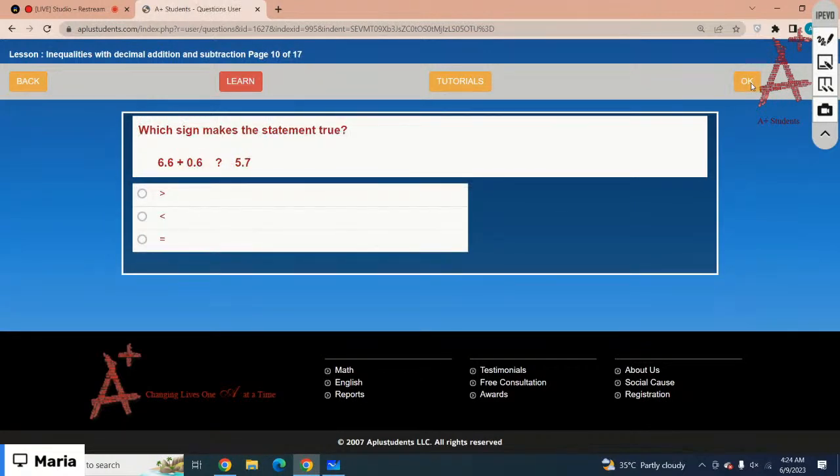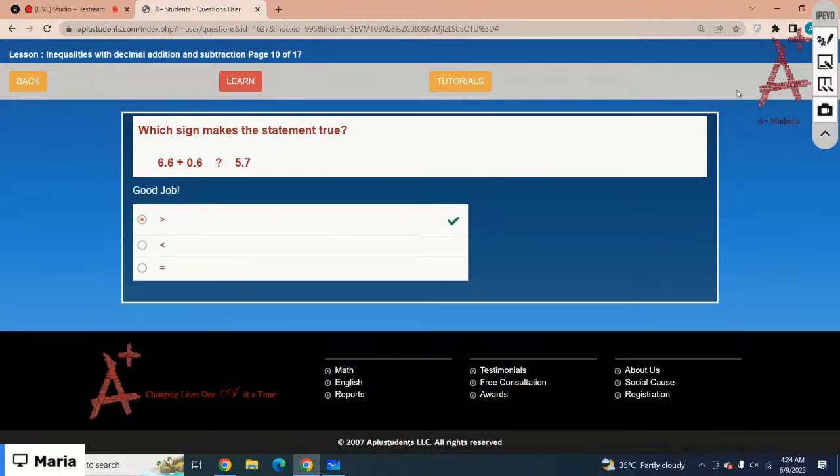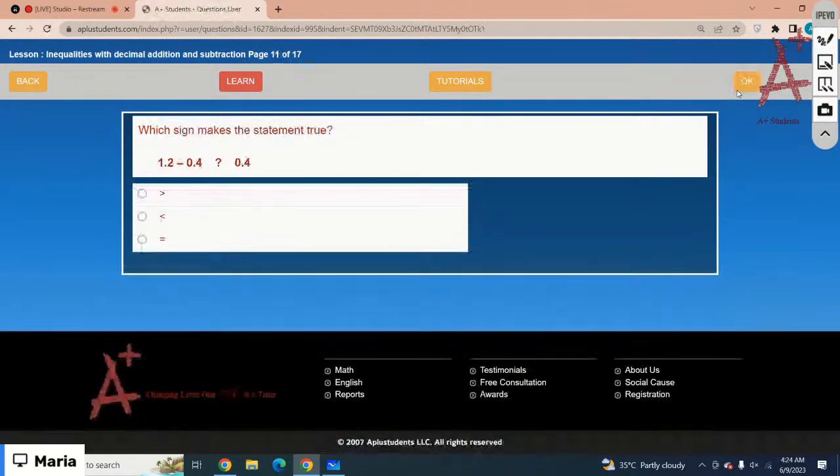Okay, so which is the correct option? 6.6 plus 0.6 is 7.2. That means 7.2 is greater than 5.7. Got it? Okay, you can complete the rest of the questions by yourself later today. Let me just move on to the next lesson.